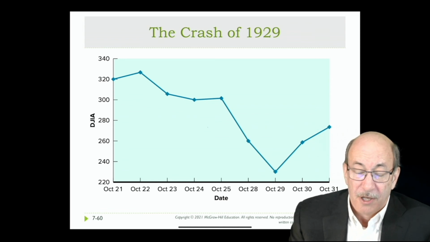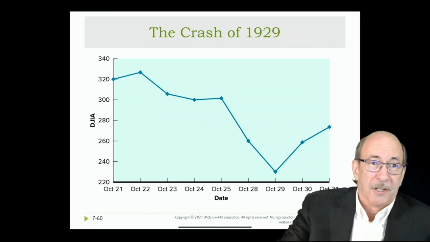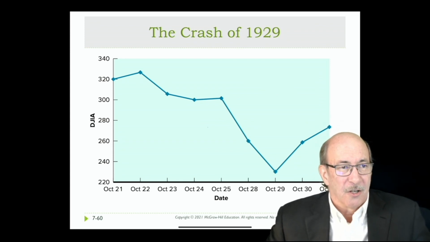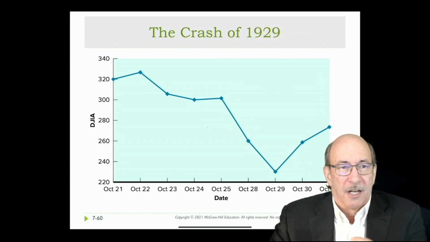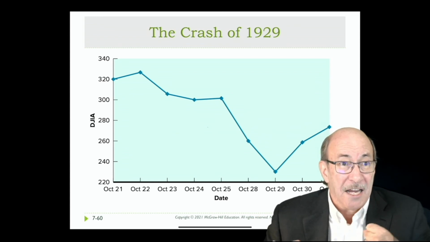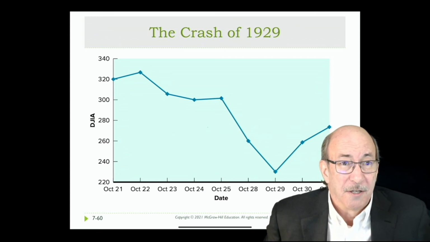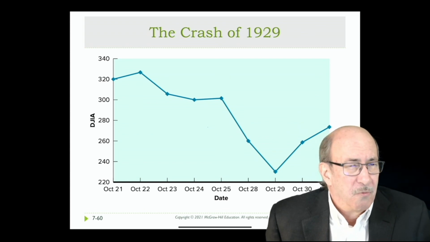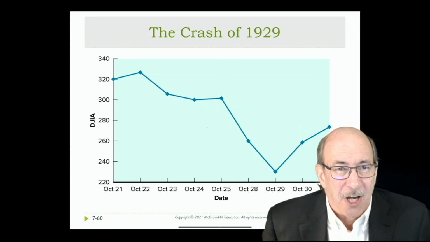So, the crash of '29. We had a bubble in the '20s, the roaring '20s. Everybody was optimistic. We were able to leverage our margin positions, up to where we could have a 10% margin, so we could borrow up to 90% of the money. And wouldn't that necessarily bid up stock prices?